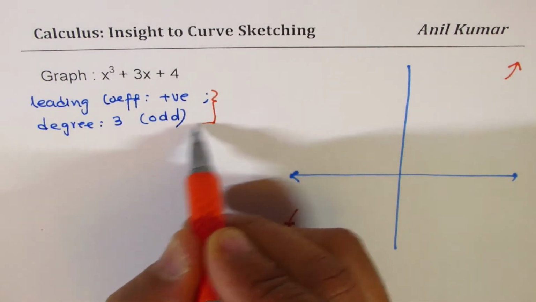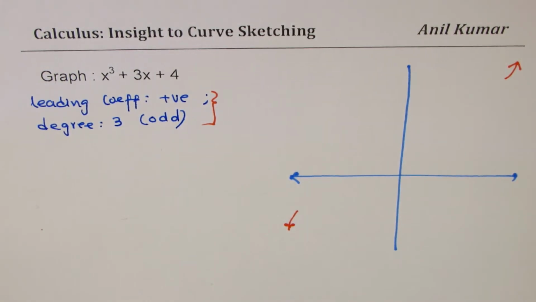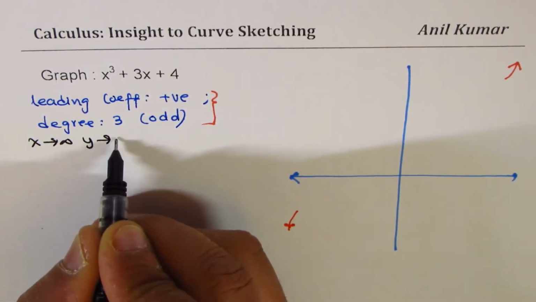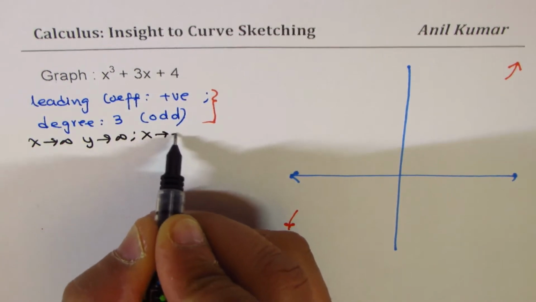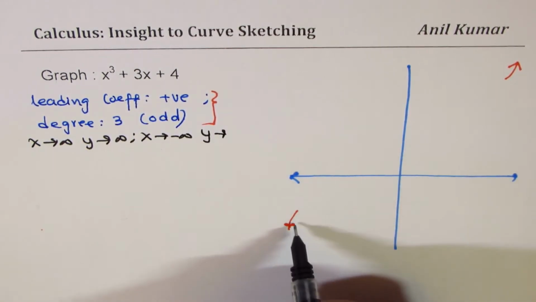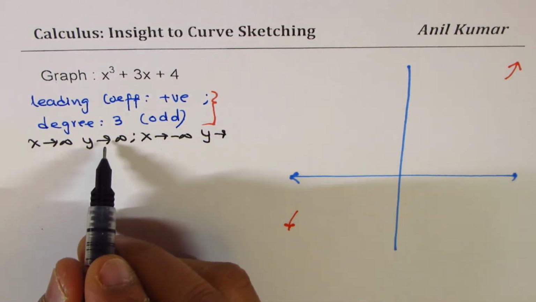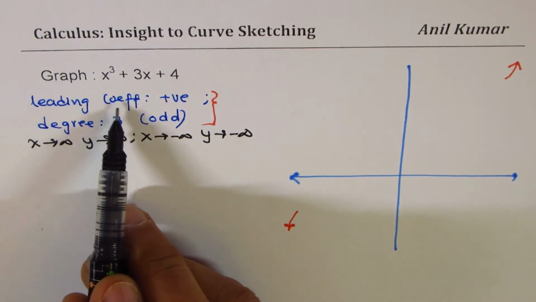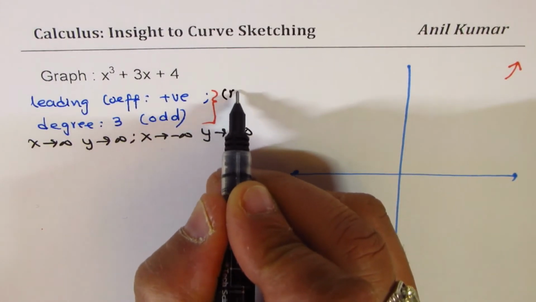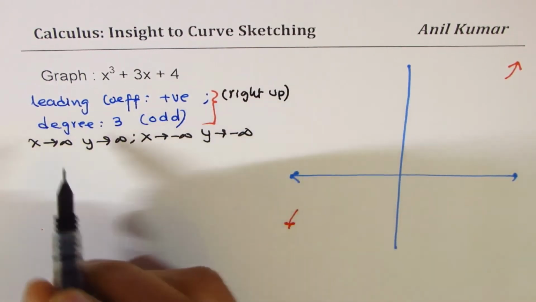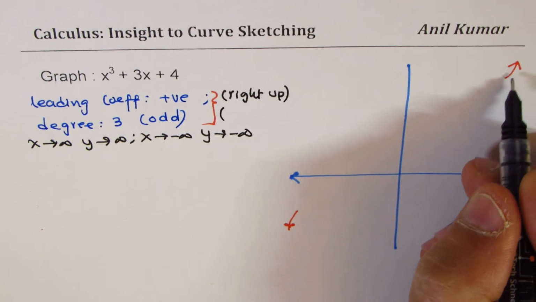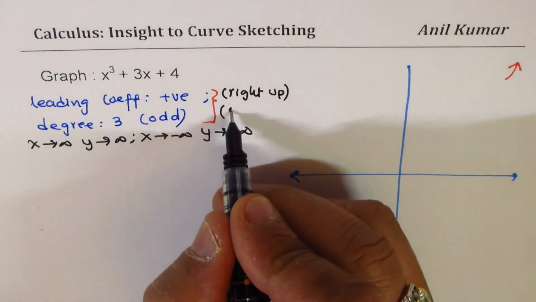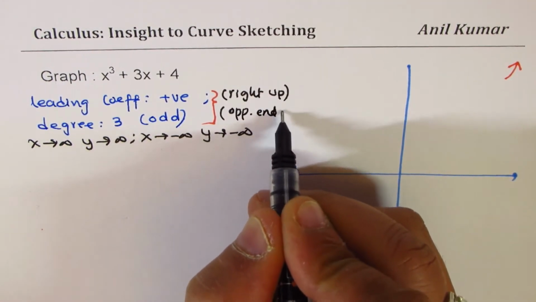These two combinations give us information about end behavior, which we could write as: when x approaches infinity, y approaches infinity. And when x approaches negative infinity, y approaches the opposite end, negative infinity. So a positive leading coefficient means right side up, and odd degree means opposite ends. Do you see this? They are going to opposite ends. Is that clear?